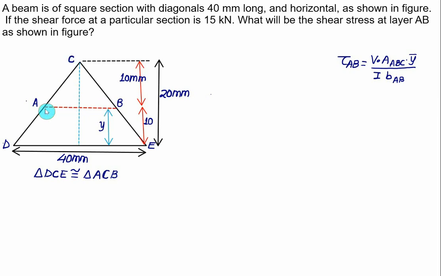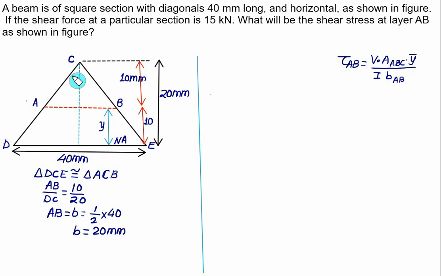This is useful information for us to find out the width at a distance equal to 10 mm from the neutral axis NA. So in this case we have AB divided by DE is the same as the vertical height for this triangle, 10 mm, and for the larger triangle it will be equal to 20 mm. So in this case we'll get AB, our width B, will be equal to 1 by 2, and we have DE equal to 40. So we have width equal to 20 mm.